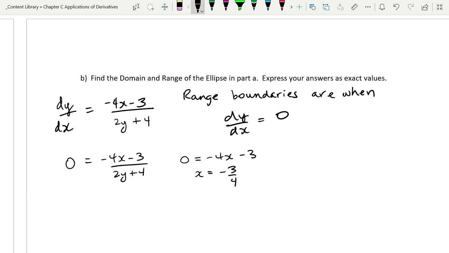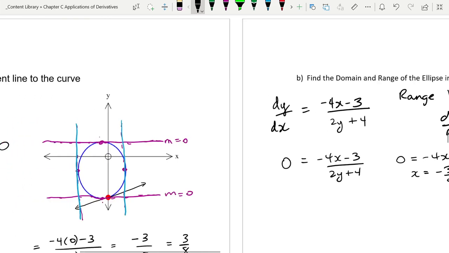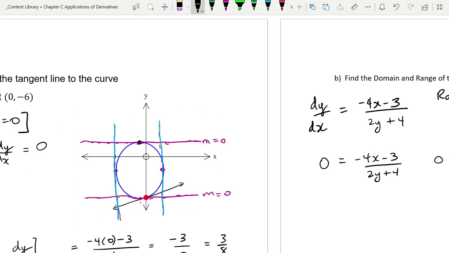But remember, the range is the y values, right? So I need to know what the y values are when x is negative 3/4. So in other words, what we've just found is that this point and this point have coordinates of negative 3/4 for x. But we need to figure out the y coordinate. How are we going to do that? We have to go back to the original equation.